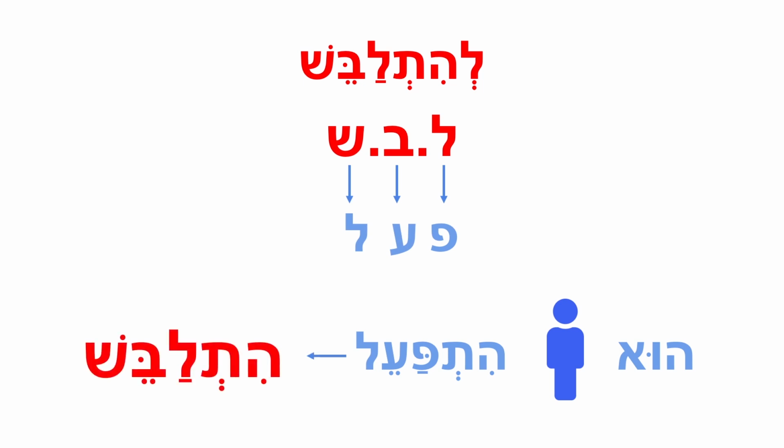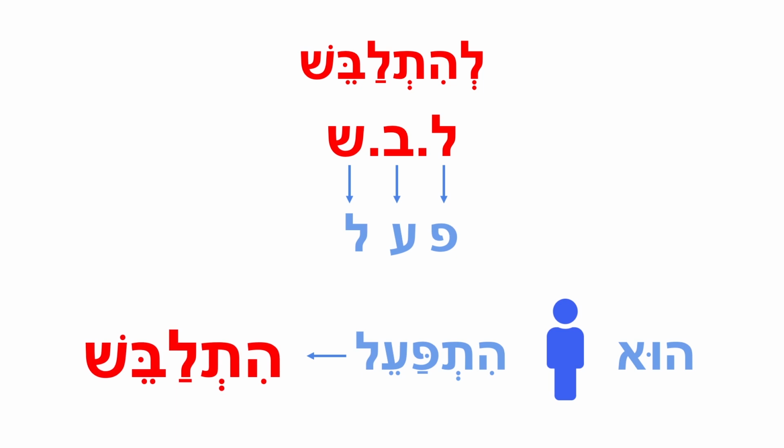So in order to find what he did, we always follow the sound of the binyan. How do we do that? Well, we replace the root letters with the respective letters of the name of the binyan. Lamed will replace the pei, bet will replace ayin, and shin will replace lamed. So the binyan is hitpa'el, so he got dressed, hu hitlabesh.